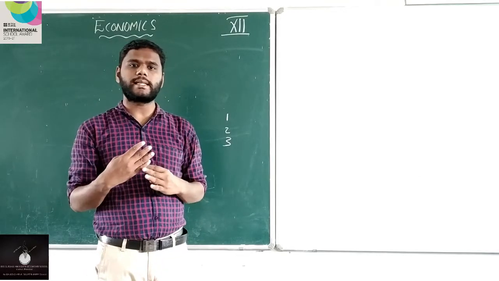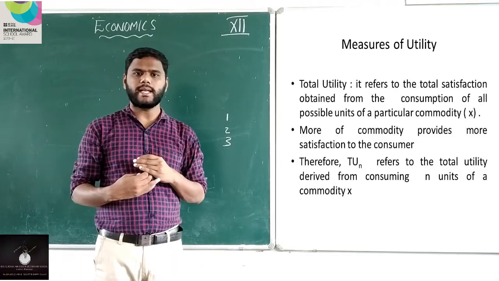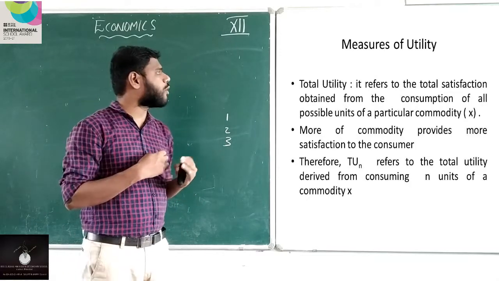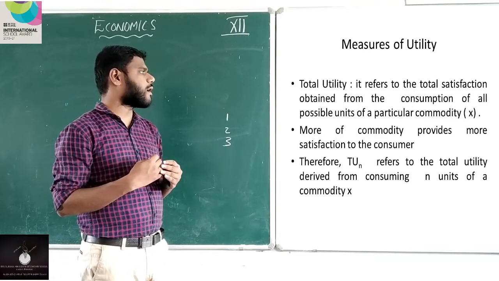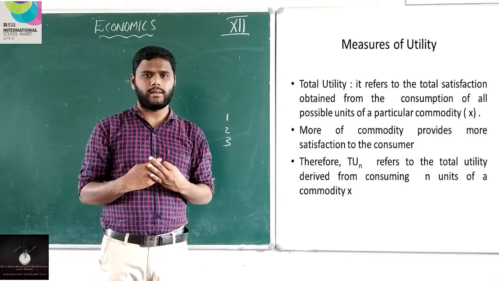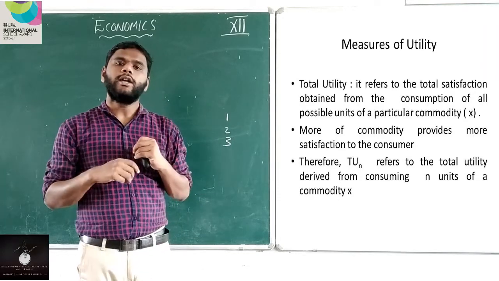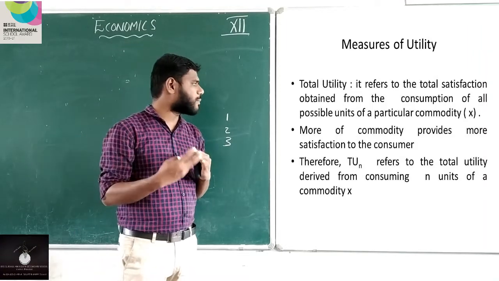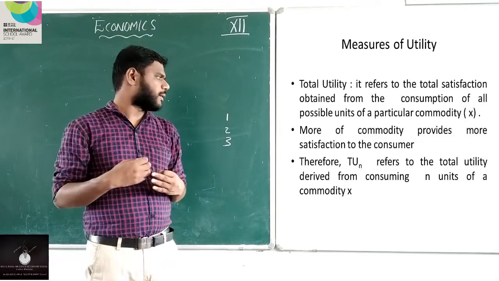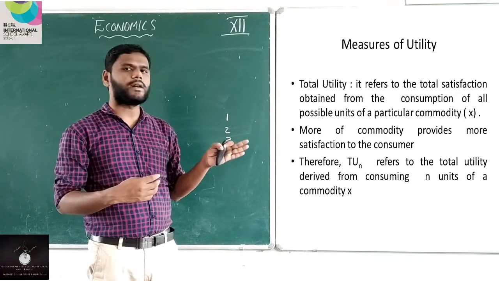Before entering the theory, we have to discuss the measures of utility, that is total utility and marginal utility. Now we will discuss total utility. It refers to the total satisfaction obtained from the consumption of all possible units of a particular commodity. The total satisfaction that we get from the purchase of a particular commodity is known as total utility. More of a commodity provides more satisfaction to the consumer. Therefore, TUn refers to the total utility derived from consuming n units of commodity A.